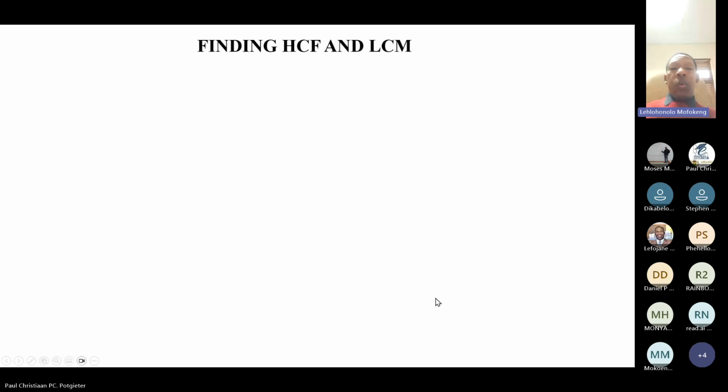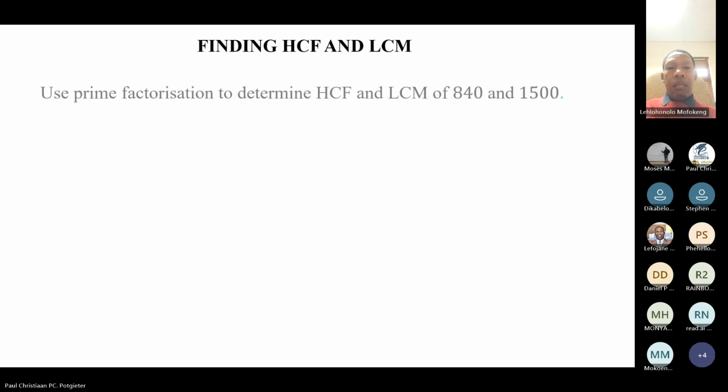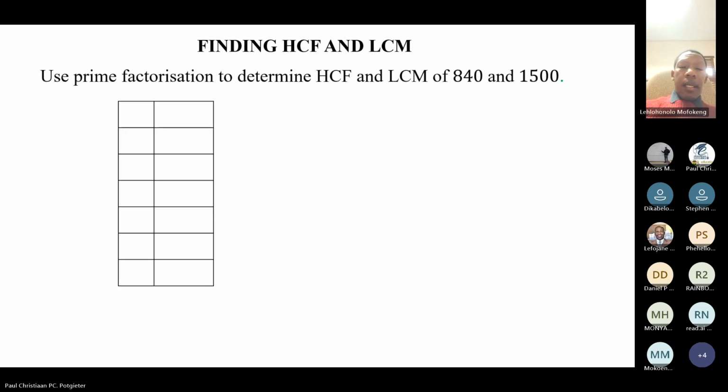Right. Now we are going to use prime factorization to find HCF and LCM. Here is a question: use prime factorization to determine the HCF and LCM of the number 840 as well as the number 1500. So we are going to use prime factorization.